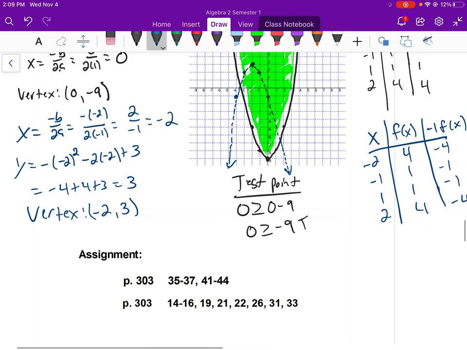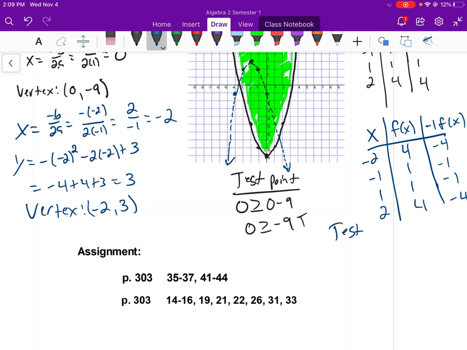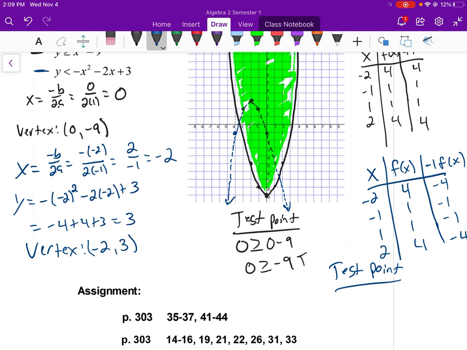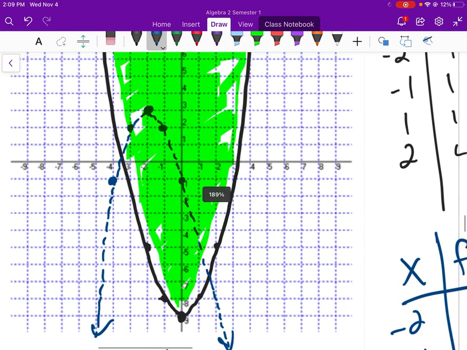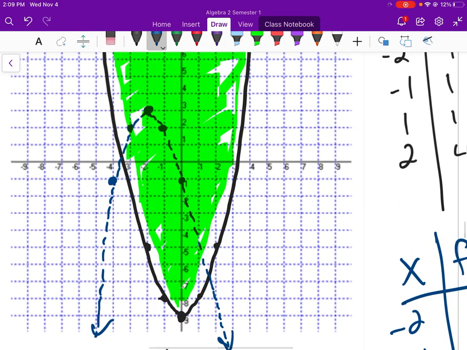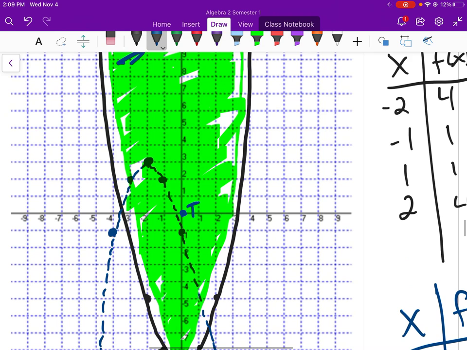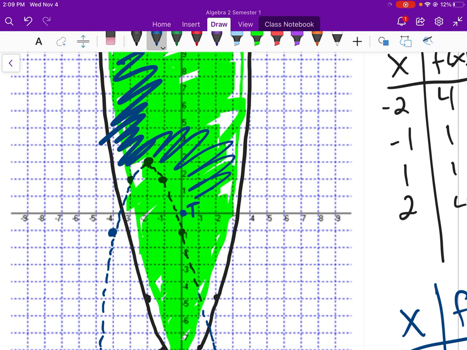Now going to our second one, we can use that 0, 0. When we plug that in, that's going to be 0 is less than 0 minus 0 plus 3, so 0 is less than 3. That is also a true statement. Now for that one, the shading is on the outside. Since we're looking at the blue, we would look at shading the outside.